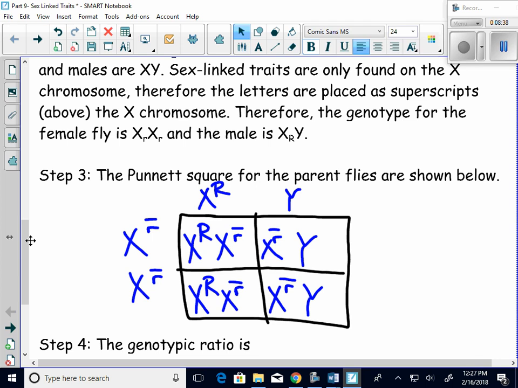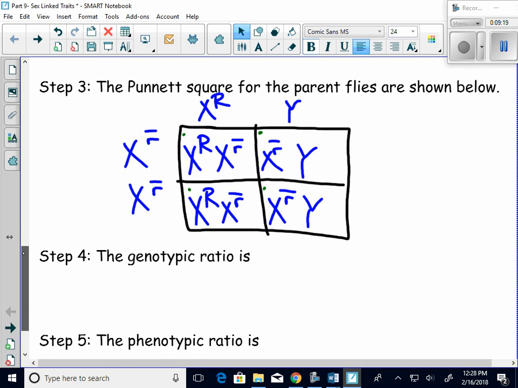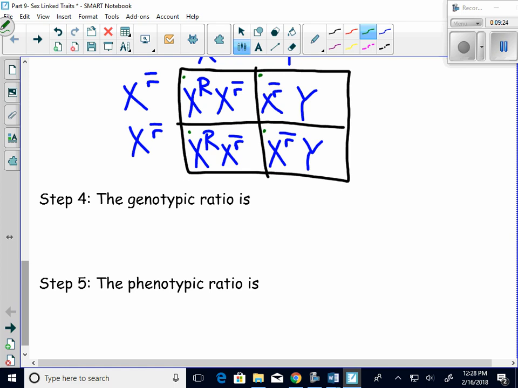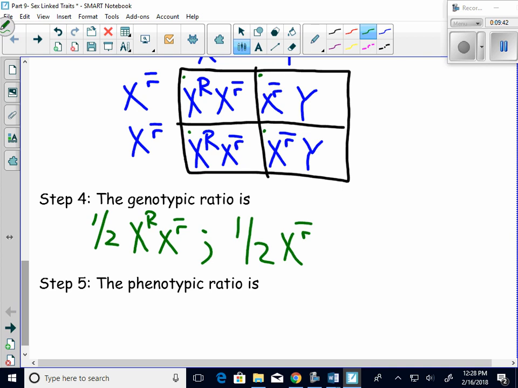So, as I look at these, in my first box right here, I have a red-eyed female, correct? In my second box right here, I have a white-eyed male. In my third box, I have a red-eyed female. And in my fourth box, I have a white-eyed male. So, when I come down to the genotypic ratios, 1/2 are X capital R, X lowercase r, right? Am I reading that right? Okay. Second one is 1/2 are also X lowercase r, Y.